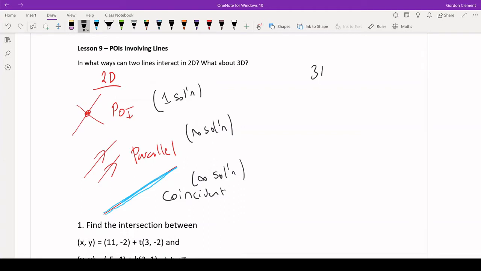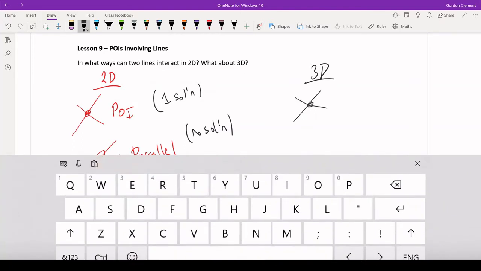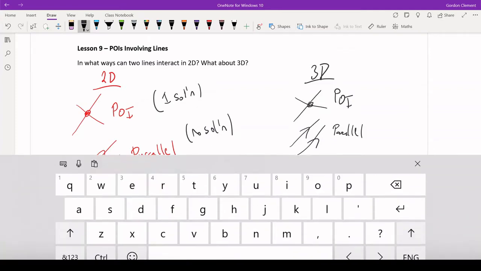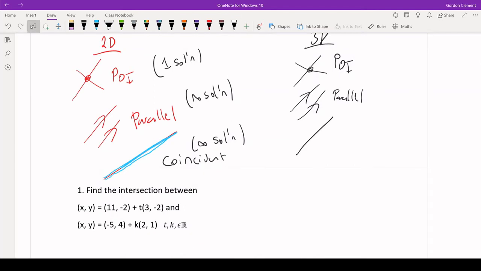Now in 3D, all of those same things can happen. We can have 3D lines that cross for one solution. We can have 3D lines that are in fact parallel, with no solutions. We can have 3D lines that are coincident and have infinite solutions. In 3D, there's one other case, so take a second and think about it. If the lines are in 3 dimensions, there's one other thing that can happen.